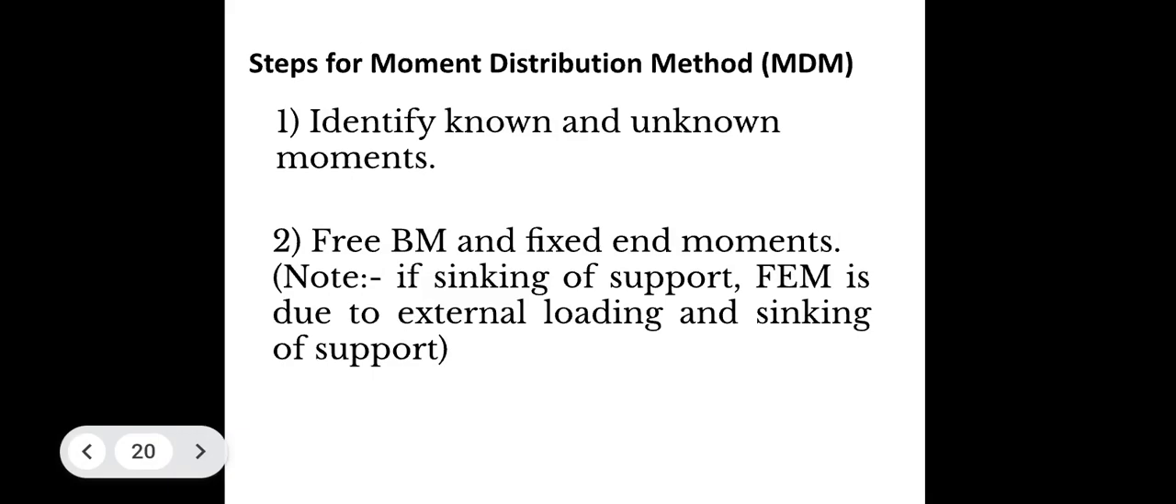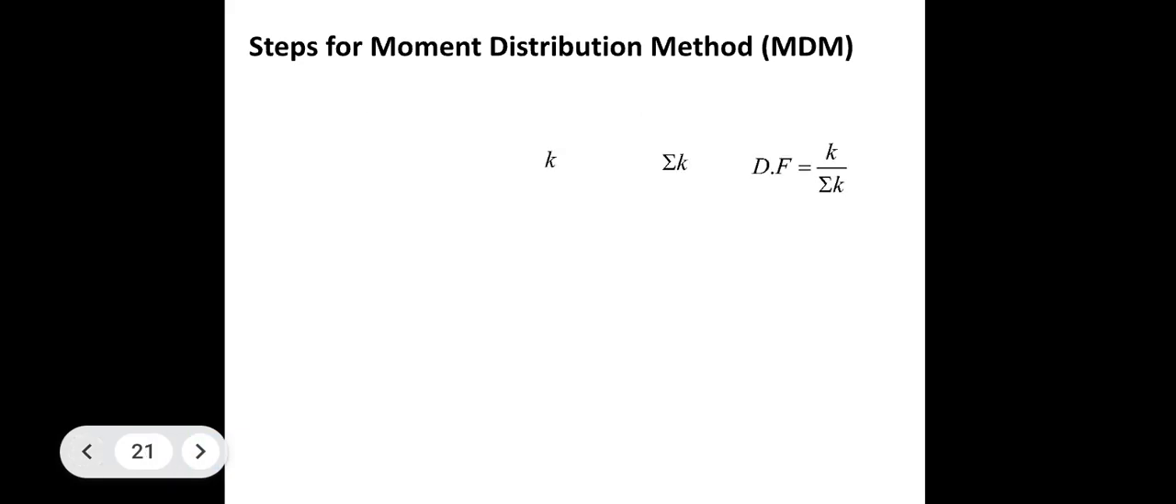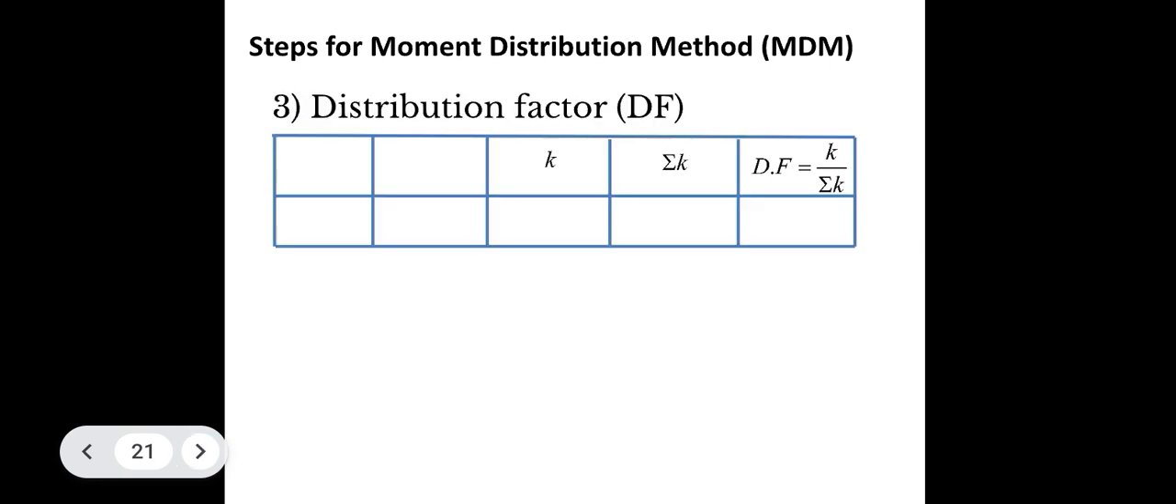Hello friends, in the last video we have discussed carryover factor, stiffness factor and distribution factor. Now let us discuss the steps which are to be followed in the moment distribution method. First of all, you are supposed to identify the moment, whether it is 0 or non-zero. Then calculate free bending moment and fixed end moment. After that, you are supposed to calculate distribution factor.